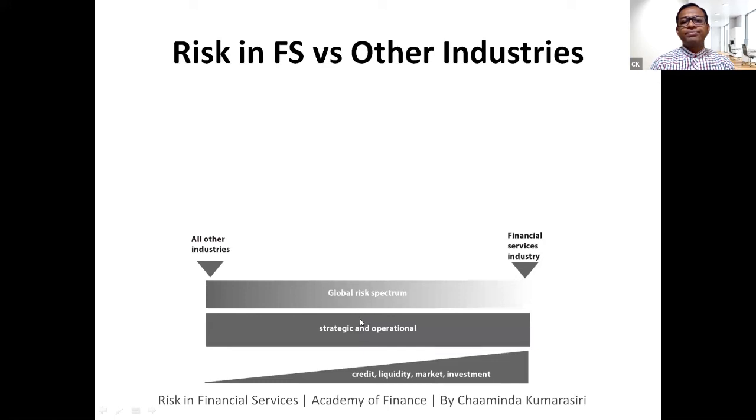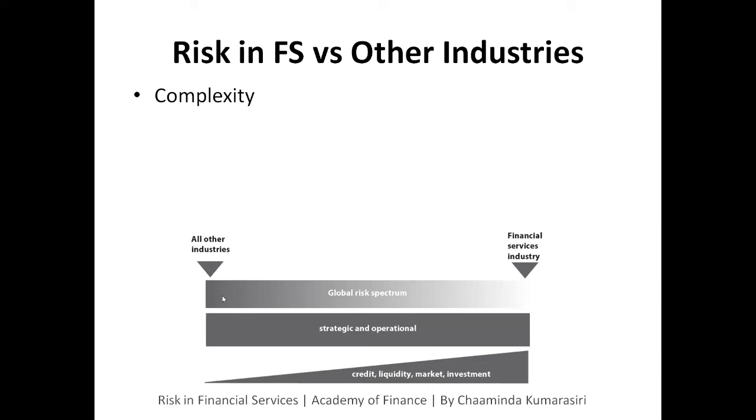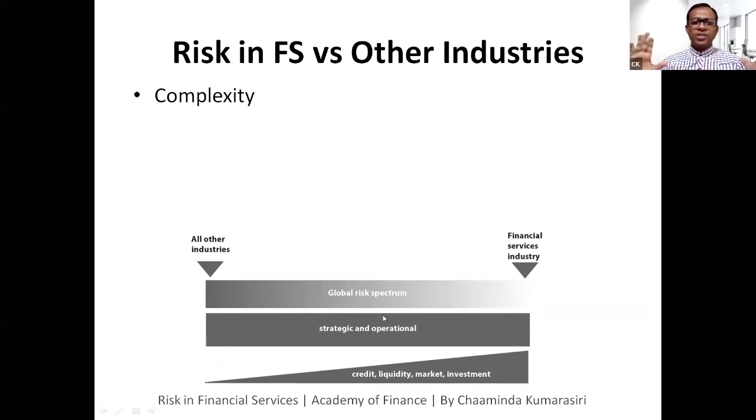Now, this diagram explains how the risk in financial services is different to risk in other industries. You can see the other industries on the left hand side and the financial services industry on the right hand side. So the global risk spectrum means the overall risks that you need to face in the global, external environment. So it won't change. It will be the same for both.